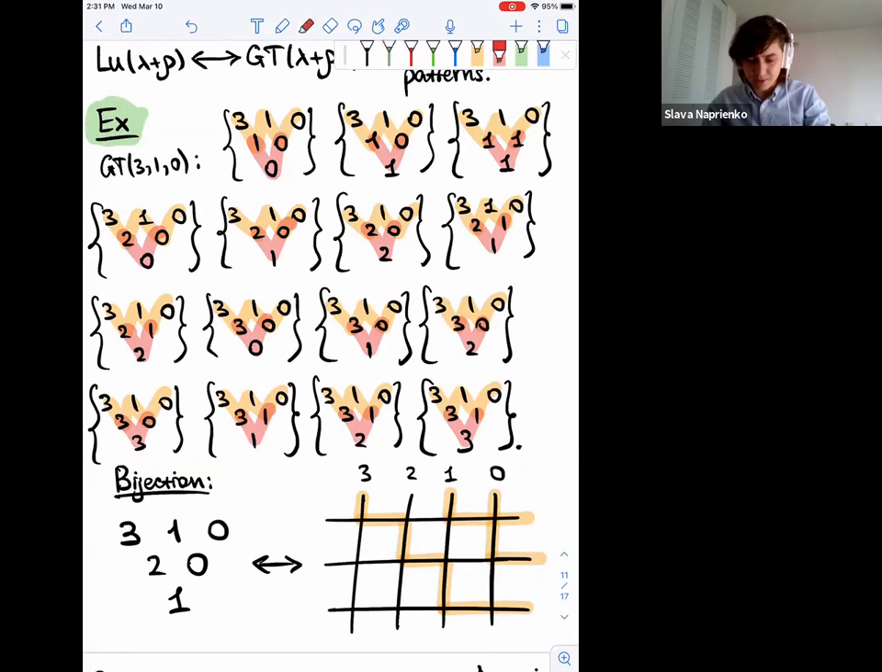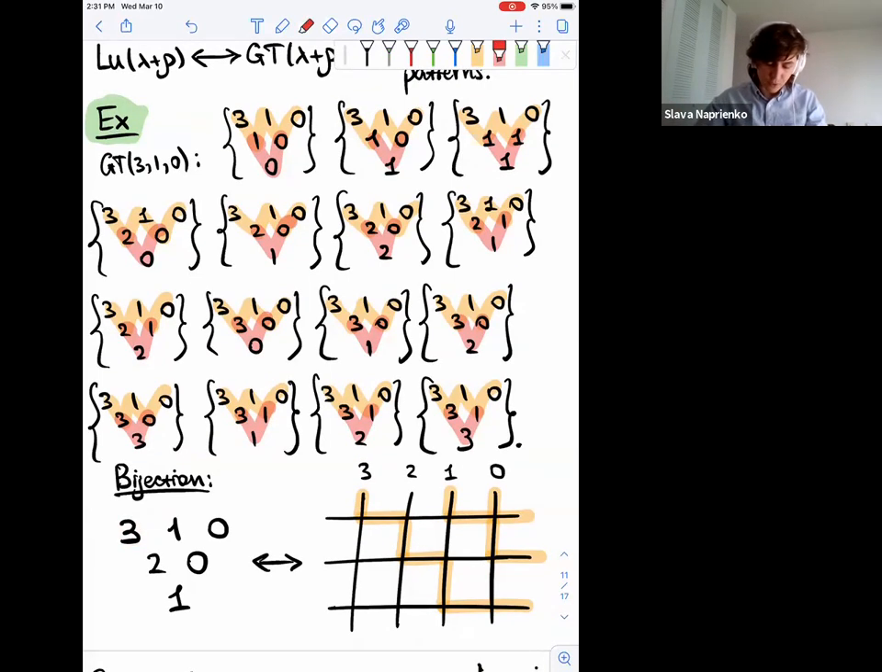Let me describe it. If I have some pattern with top row 3, 1, 0, I say that my flow should go down at 3, 1, and 0. The second row tells me that only two streams go down, and they're going to go down at 2 and at 0. And the last one is going to go down at 1. It might not be clear, but it's rather trivial that this data defines the path uniquely. Let me show you on this example.